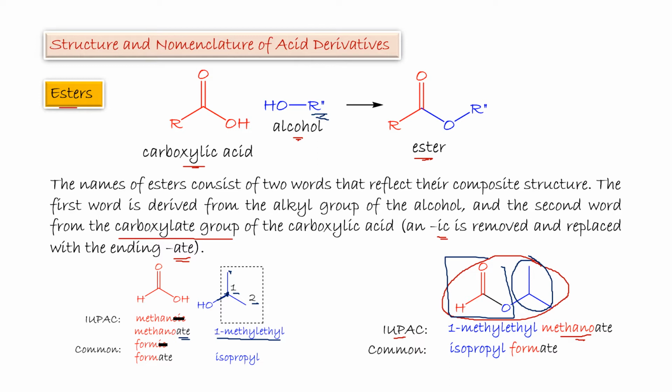What about the common name? Remember that this group, common name called isopropyl, and that acid is formic acid, so it will be isopropyl. Take the IC out, add ATE, so it will be isopropyl formate. Isopropyl formate.